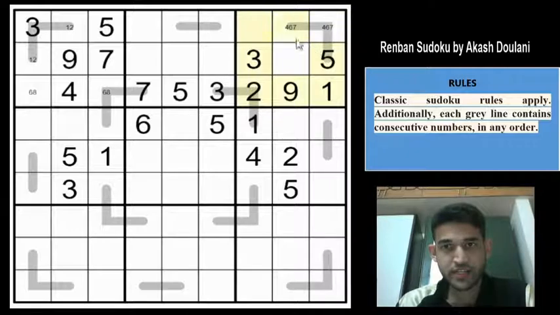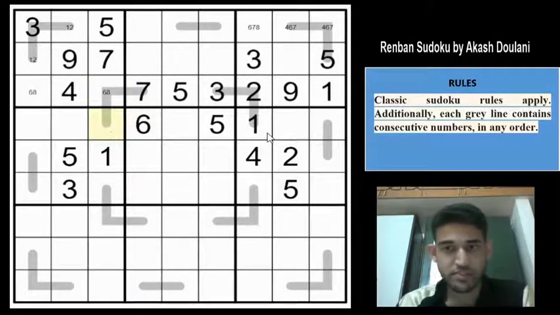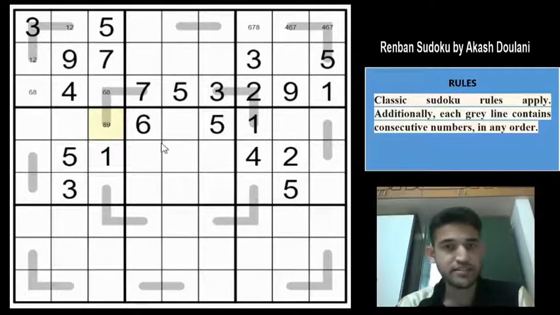So looking at this box, 4, 6, 7, 8 are remaining, but 4 is here, so this must be 6, 7 or 8, right? And nothing more can be done in that box. So let us look at this line now. You have a 7. Suppose if you have an 8 here, then this must be either 6 or 9, but 6 is not possible, so this must be a 9. And suppose if you have a 6 here, then this must be either 5 or 8. You can't have a 5, so this must be an 8. Great.